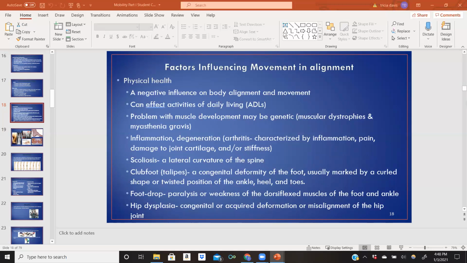You could have scoliosis, which is a lateral curve of the spine. We'll talk more about that with PEDS. Club foot, which is a congenital deformity of the foot, usually marked by a curled shape or a twisted position of the ankle, heels, and toes. You have foot drop, which is when the foot becomes paralyzed or weak. When paralyzed, the dorsiflex muscles become weak or they can become paralyzed, and those muscles are found in the foot and the ankle. And then you have hip dysplasia, which is a congenital or an acquired deformation and a misalignment of the patient's hip joint.